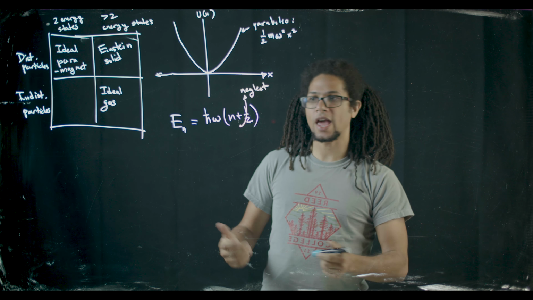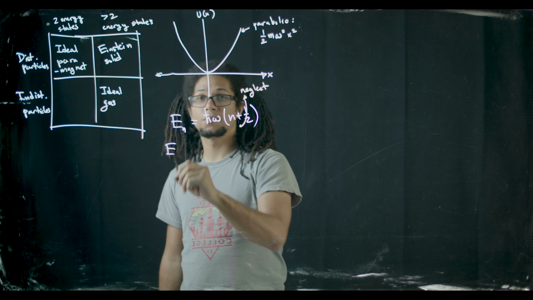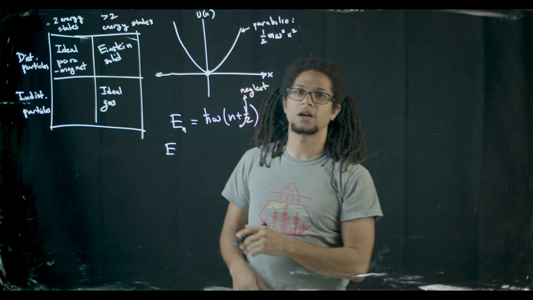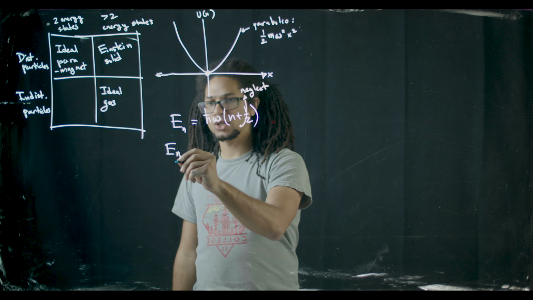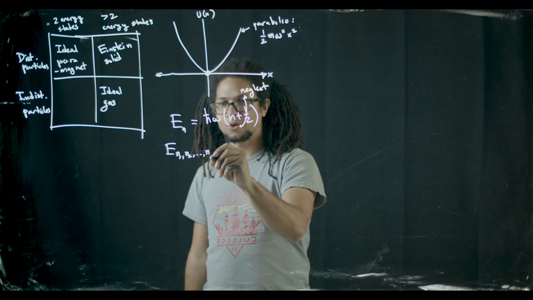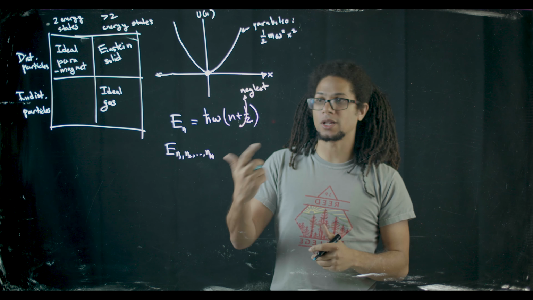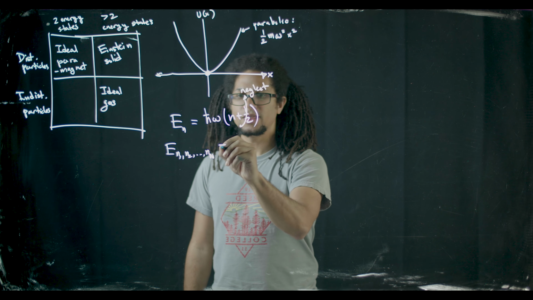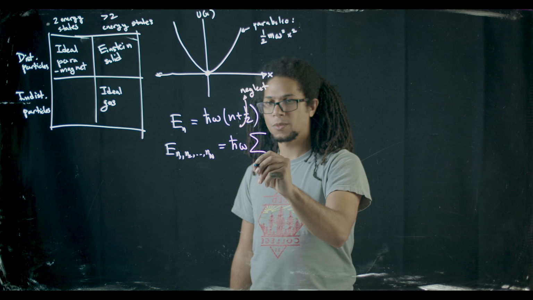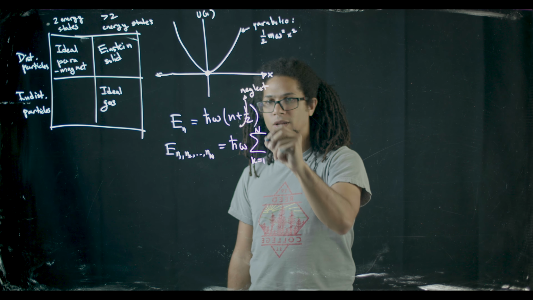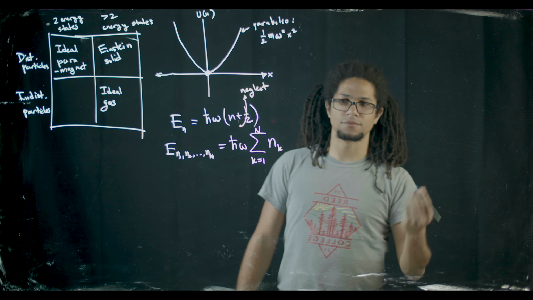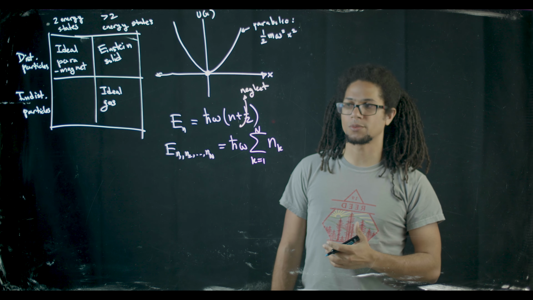So now, when I have a large number of harmonic oscillators, the state is just given by n1, n2, up through n capital N, where there are capital N harmonic oscillators. And the energy is just going to be h bar omega times the sum, k goes from 1 to capital N, of n sub k. Maybe not too surprising.